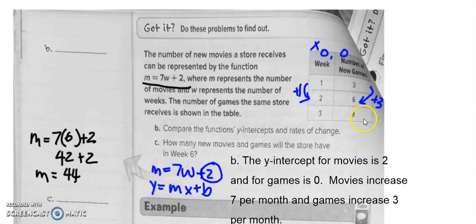If we think about extending the table, we would put 4, 5, 6, adding 3 each time, we would get 12, 15 and 18. Anyway, that should be a 15 and 18. So we would have 18 new games by the end of 6 weeks.